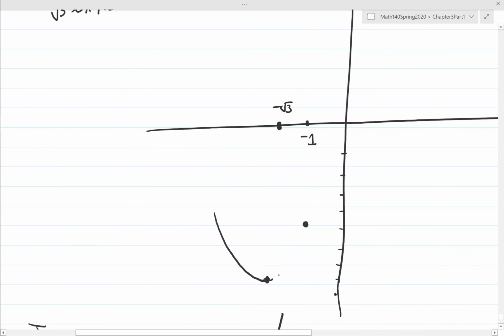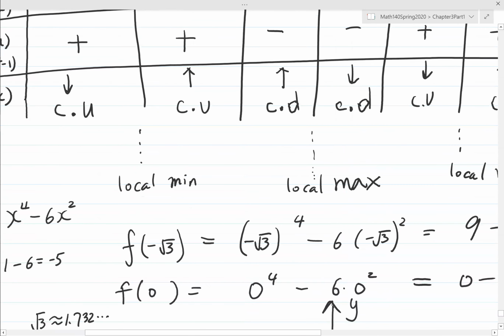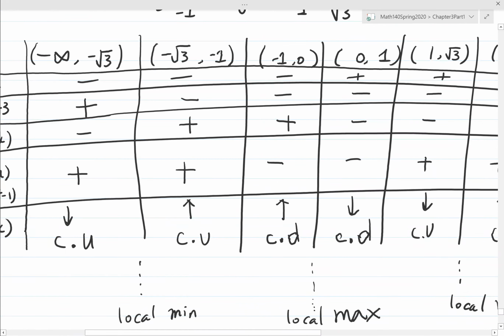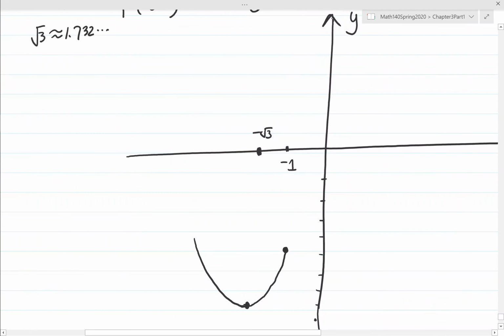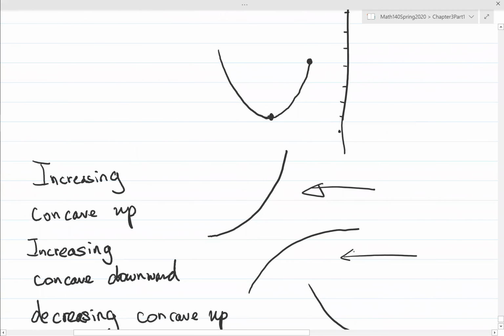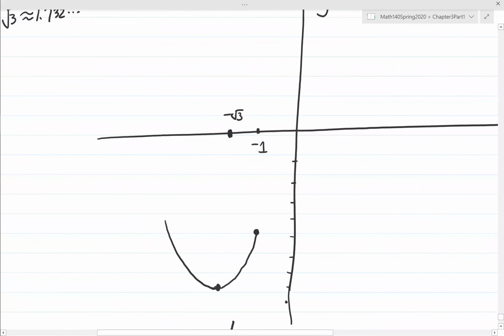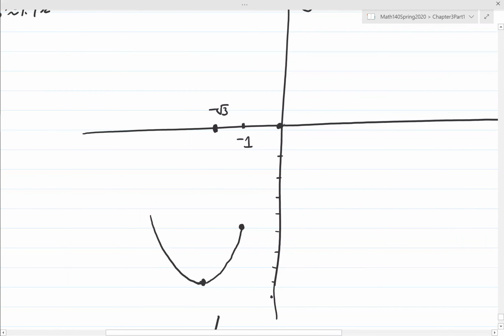Then from -1 to 0, it's increasing, concave down. When x is 0, it's 0. So it's increasing, but it's concave down. Okay, then actually we are done.